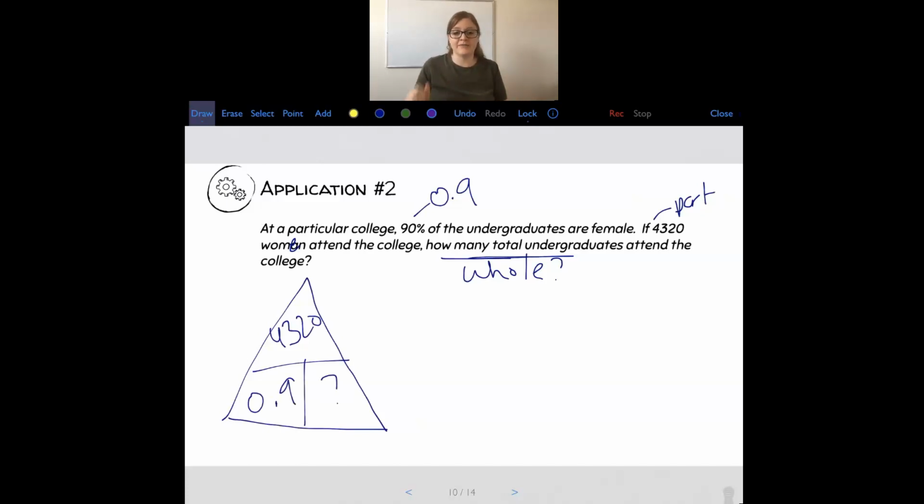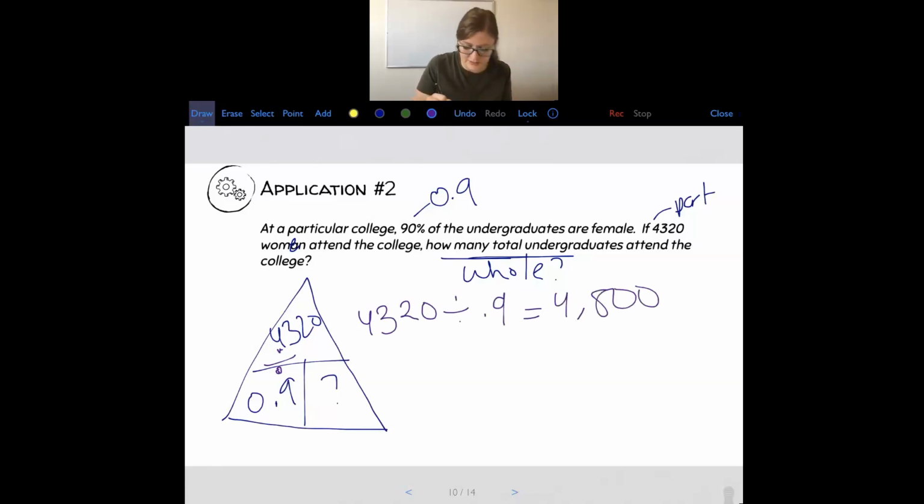So if two numbers are on different levels, we divide. Okay, so we would take 4,320 divided by 0.9, which would give us 4,800. Okay, so what we would be claiming is 4,320 is 90% of 4,800. To check if this makes sense, if we're talking about 90% of something, that is close to all of it. So I would say, yes, this does make sense. 4,320 is 90% of 4,800.